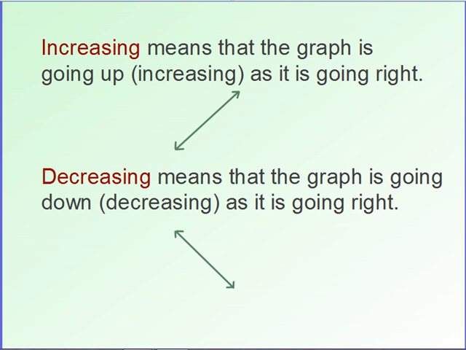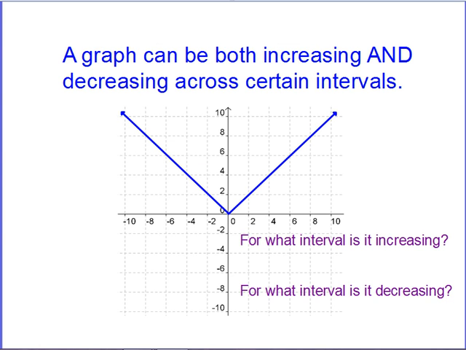When I say increasing, that means that your graph is going up as it's going right. In other words, it has a positive slope. When I say a function is decreasing, it means the graph is going down as it's going right. In other words, it has a negative slope. If I'm going to have a zero slope, that means it's neither. A graph can be increasing and decreasing on the same graph.